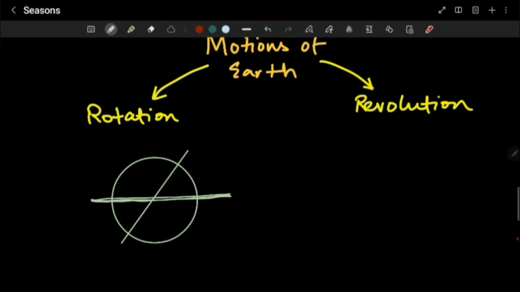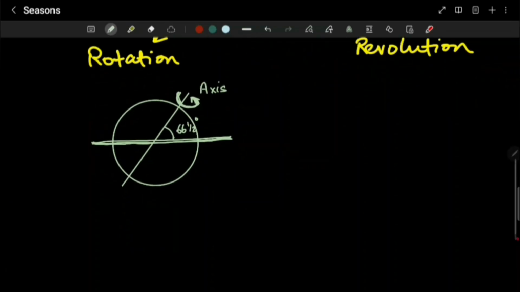then this angle, 66.5 degree, is the angle which the axis makes. Okay. And the movement of the earth around this axis is called rotation. Now rotation of earth, what does it cause? It causes day and night.